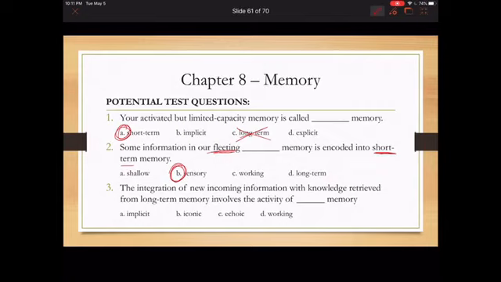The integration of new incoming information with knowledge retrieved from long-term memory. Okay, so integration of new information with knowledge we're retrieving from long-term involves the activity of working memory.